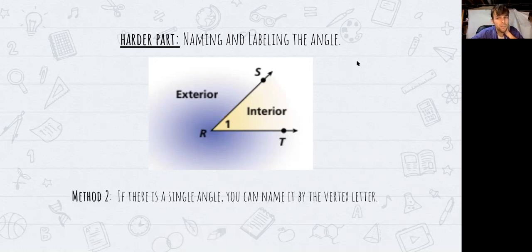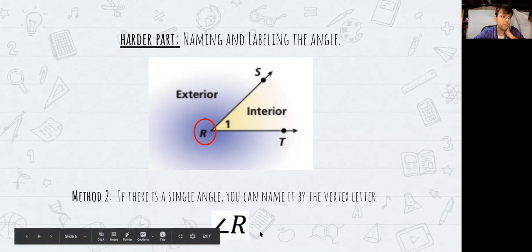The second one, which is also easy but can be confusing: if there's only a single angle with the same vertex, so in this case there's only one angle here with R as the vertex, then we can just use that letter. We can call it angle R. Again, also very easy, but you'll see this one doesn't work very well in some situations. Angle R is just as easy as calling it angle 1, but this one is a little less good, and I won't use it very much.